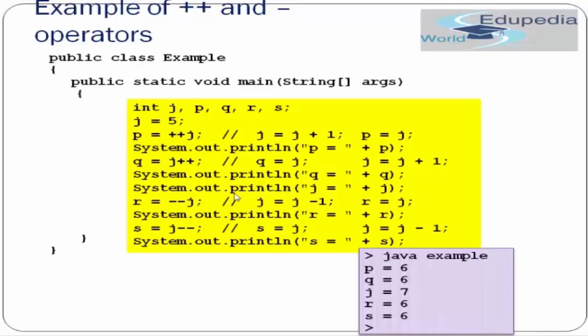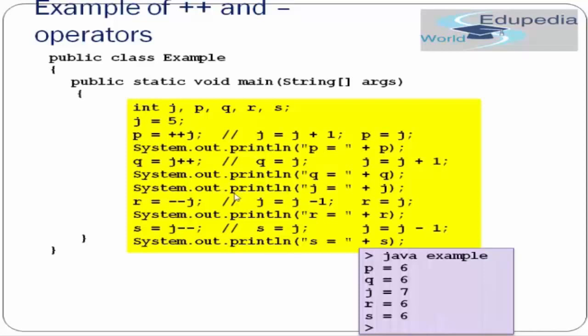So when you are doing plus plus a, it is called a pre-increment, and when you are doing a plus plus, it is called a post-increment. Similarly, in case of minus minus a, it is a pre-decrement, and a minus minus is a post-decrement. So there's a difference between post and pre. Now let's see how it is different. So let's consider this example.